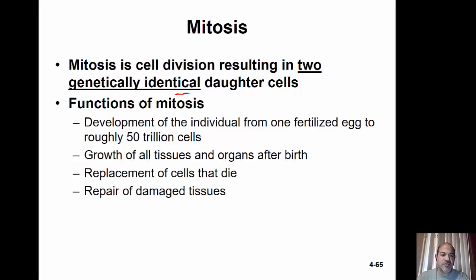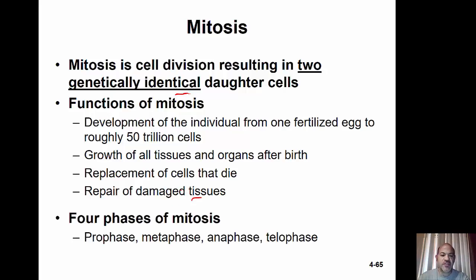But what are the functions of mitosis? The function is in the development of an individual from the fertilized egg, or from one cell, to making the 50 trillion cells that make up your body. Mitosis is responsible for the growth of all tissues and organs after birth. Mitosis is responsible for replacement of cells when they die, and it's also responsible for repairing damaged tissues.